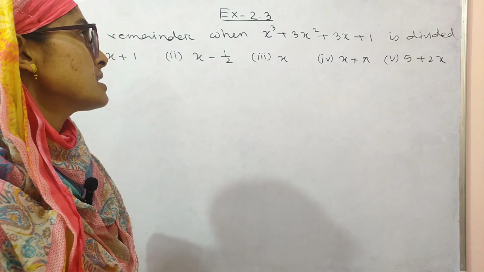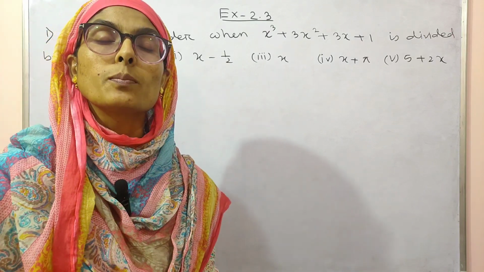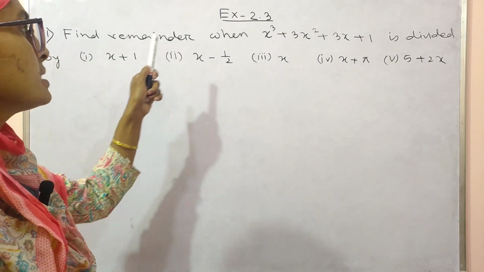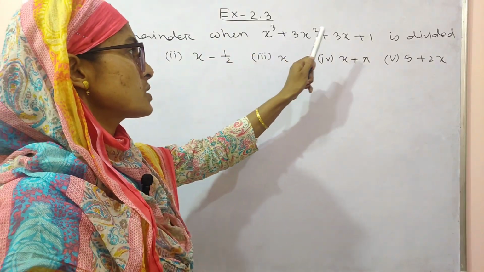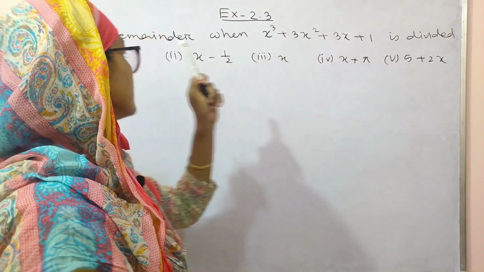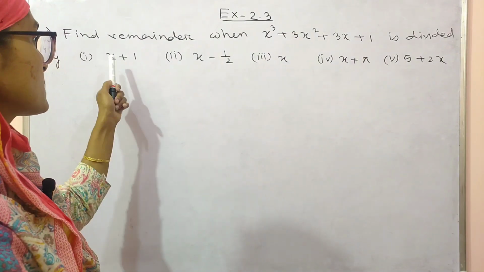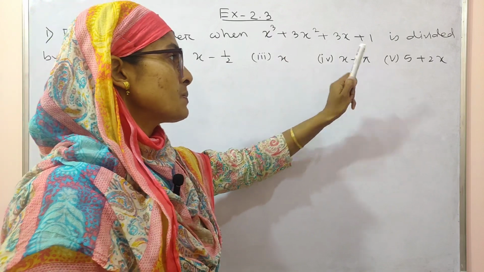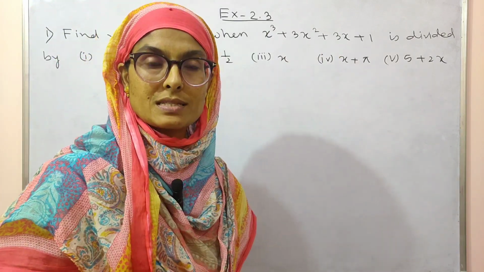Today I am going to discuss exercise 2.3 of polynomials. Here question number 1. Find the remainder when x cube plus 3x square plus 3x plus 1 is divided by x plus 1, x minus 1 by 2, x, x plus pi, 5 plus 2x.